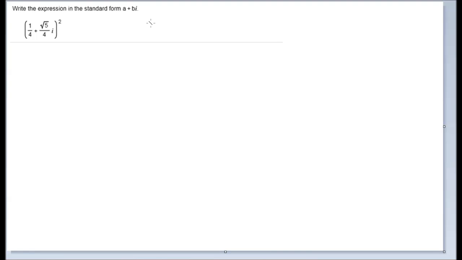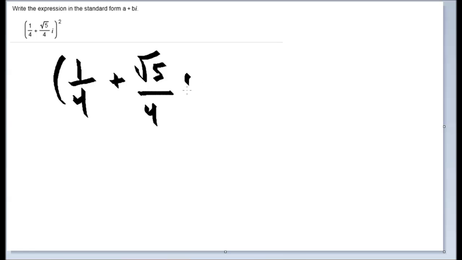Well, let's start homework 2 and take a look at this problem. We have here binomial multiplication. It might be helpful to write it out like this. Let's see if we can do that. We're going to have 1 over 4 plus square root of 5 divided by 4, and then an i.